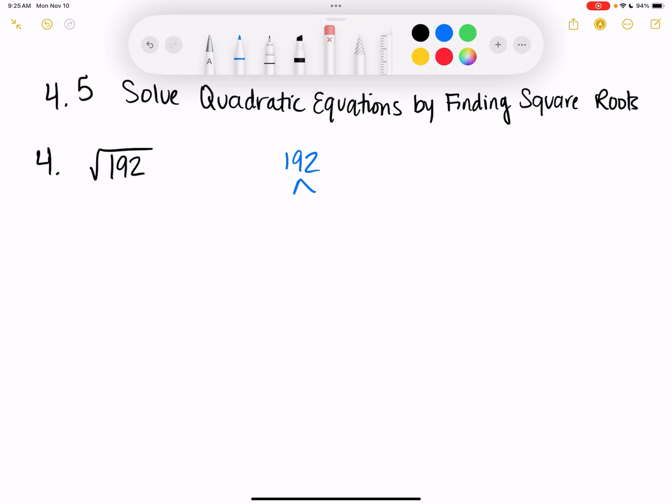If it's an even number, we always know what's going to work: 2. So 2 times what is 192? 96. 2 can't break down any farther because 2 is prime. So then 96. What can that break into? We have a variety of options here. 12 and 8.